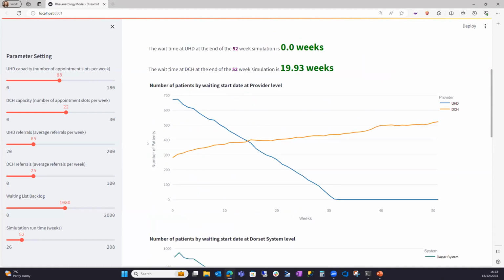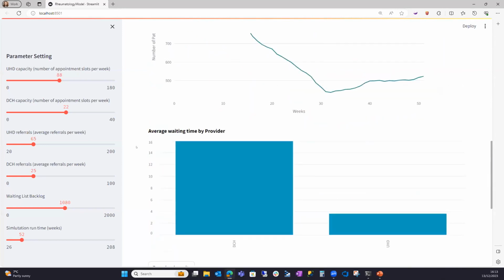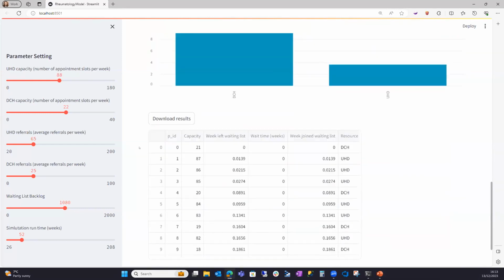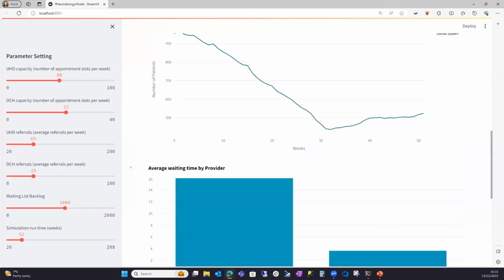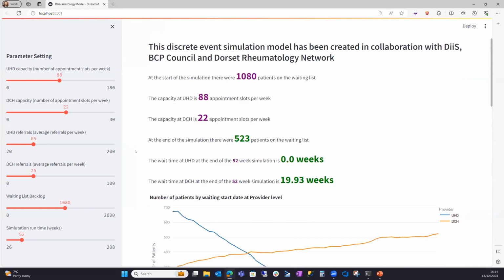So the waiting list trend over the course of the simulation for both hospitals, and the trend as well for Dorset as a system. We also looked at the average waiting time by the hospitals across the simulation, and you're able to download the data as a CSV file as well. Our next steps in this would be to get these trend charts for the waiting times as well.